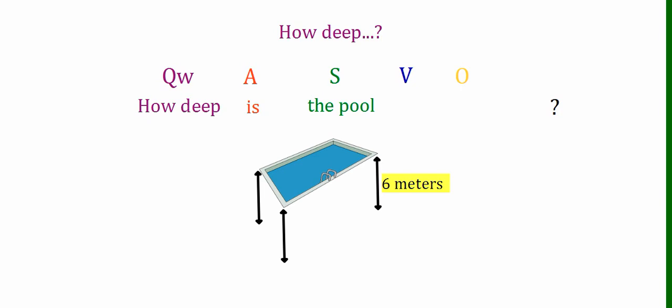How deep? Okay, so depth. Depth is when we talk about maybe how deep is the ocean, or in this example, how deep is the pool. And we can see by the image that it's 6 meters. And again, it's 6 meters deep. We need to add the word from the question word. How deep is the pool? It's 6 meters deep. We need to add that.